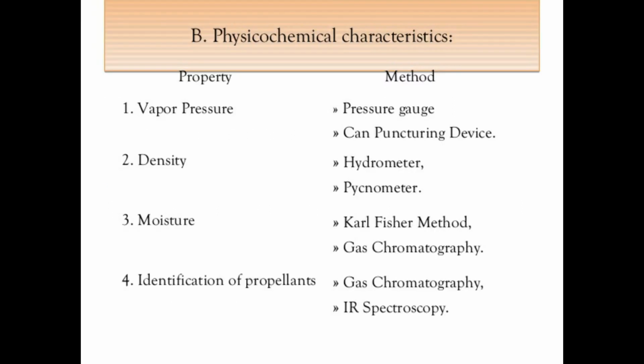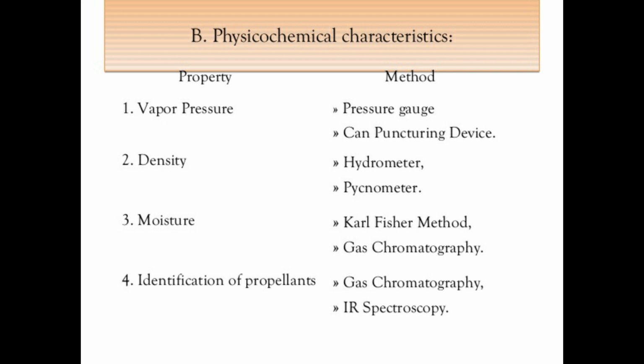In this video, we will check physico-chemical characteristics. On the left-hand side are the properties and on the right-hand side the methods. The first one is vapor pressure. For vapor pressure, we use two methods: pressure gauge and can puncturing device.